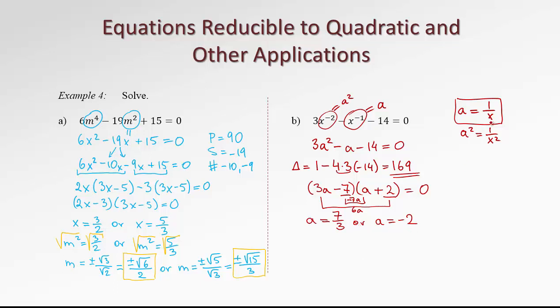Now let's go back to our substitution. We are really after x. So our a is 1 over x, which is 7/3. We need to solve it for x. In order to bring the x to the numerator, we can just take the reciprocal on both sides of this equation. So x would be equal to 3/7, or 1 over x is equal to negative 2 over 1, right? So x by itself would be equal to negative 1/2. This time we have exactly two solutions of the original equation.